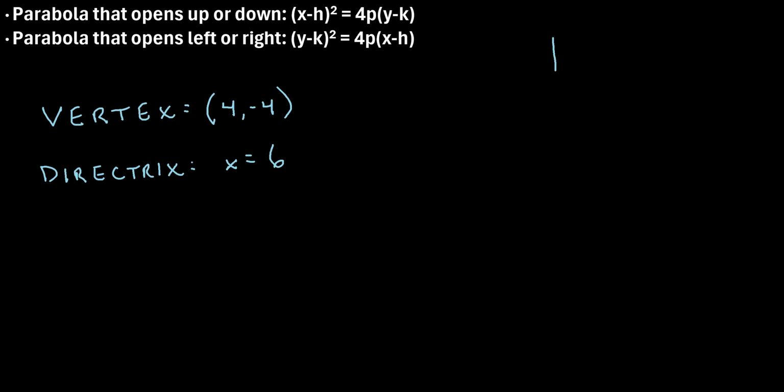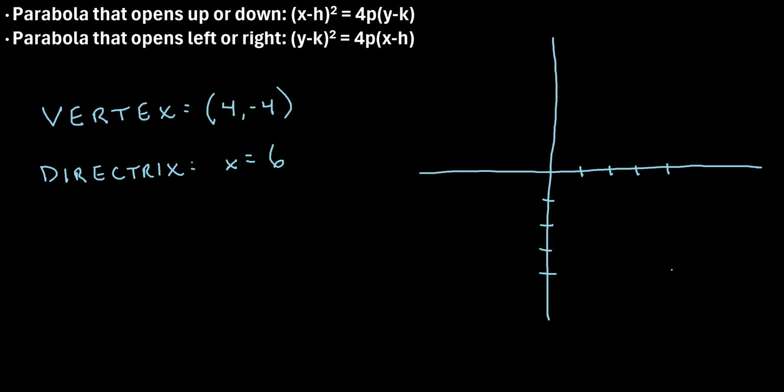Well, when we're working with these types of problems, it really helps if we can create a quick graph just to visualize the situation. So the vertex is (4, -4), so let's plot that. Here's our vertex, (4, -4). And we're told that the directrix is the line x is equal to 6. So remember, a directrix is a line, it's not a point. So the directrix is this line right here, x is equal to 6.